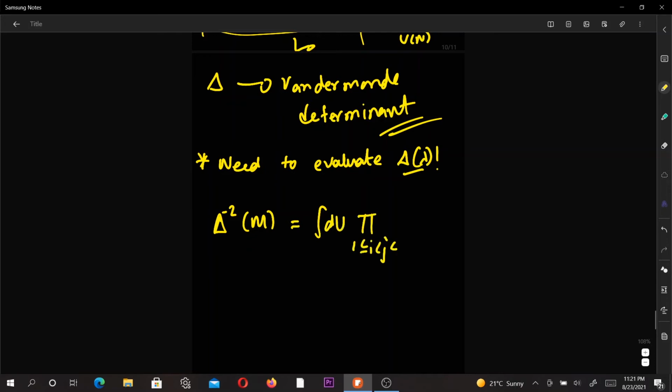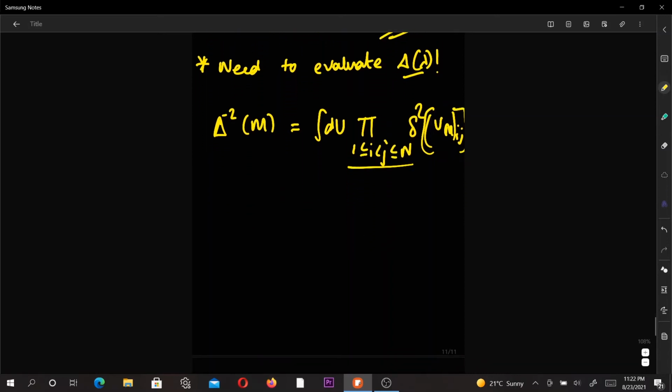At times I'll avoid writing this big factor. If I avoid it, just know that this is just i less than j, and it should be bounded between 1 and n, which is the size of the matrix. Okay. So now, since we have the freedom to diagonalize M, that is, it's invariant. It doesn't matter if you're dealing with M or the diagonalized version of M. So let's use this fact.